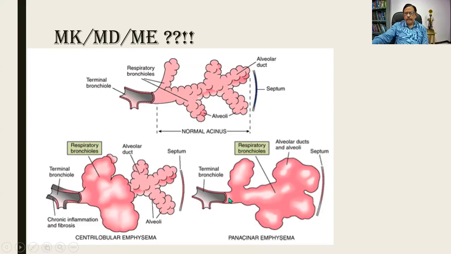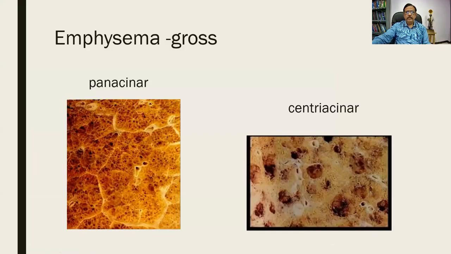Pan-acinar or panlobular, you find distension starts from the terminal bronchiole and goes up to the acini. All are distended, hence the term pan-acinar, associated with alpha-1 antitrypsin deficiency. The gross picture, again, the same theme is explained. In pan-acinar, the entire alveolus is distended. I am finding a honeycombed appearance from outside.